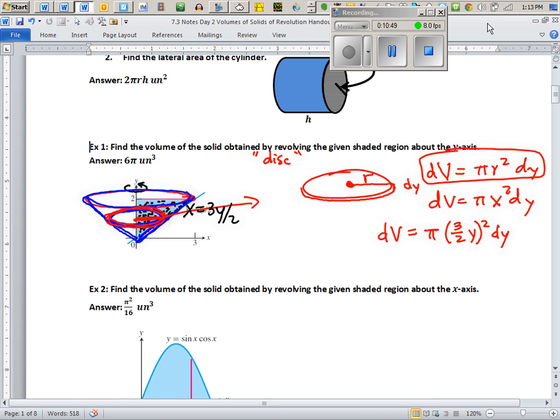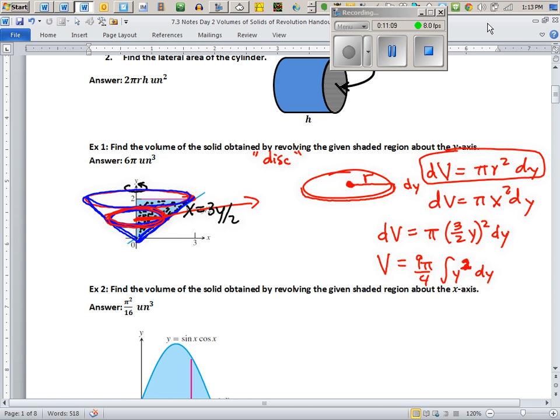And this represents one of the many disk's volumes. So now I'll simply integrate. Integrating the left side gives me V. Integrating the right side gives me this integral, y squared.